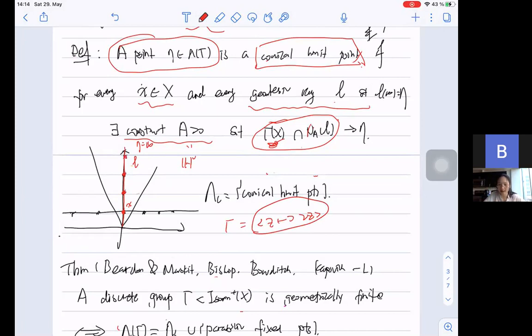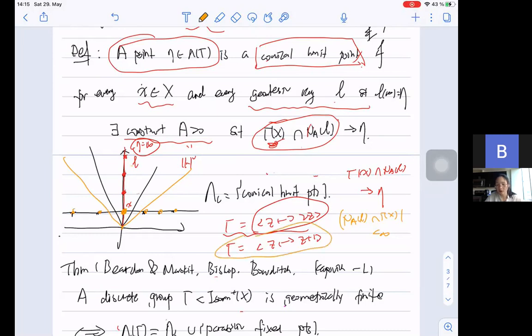So this is the orbit. The orbit will always lie inside L. And we can see the orbit of this x intersects the A neighborhood of L. No matter how big this A is, it always accumulates to the point infinity. So that's why, if the group looks like this, the point infinity is a conical limit point. However, if you consider your group as a cyclic group generated by the translation, which is a parabolic element, then the orbit of this point will be totally inside the horizontal line. And no matter how large your L is, the intersection of the A neighborhood of L with your orbit is always finite. So it cannot accumulate to the point at infinity. That's why if you take this group as the parabolic element, it won't be a conical limit point.